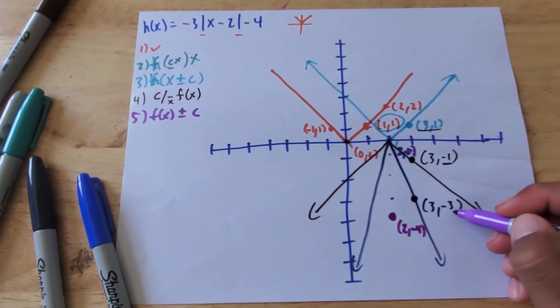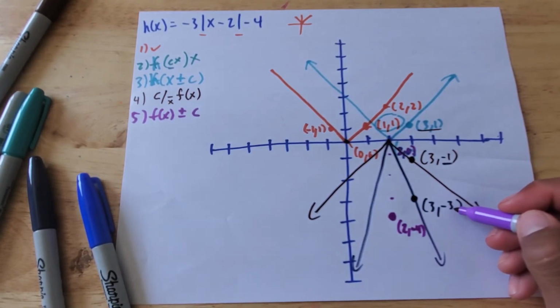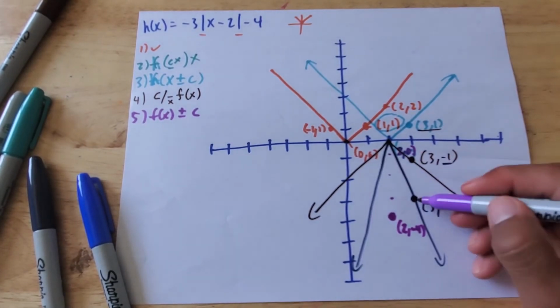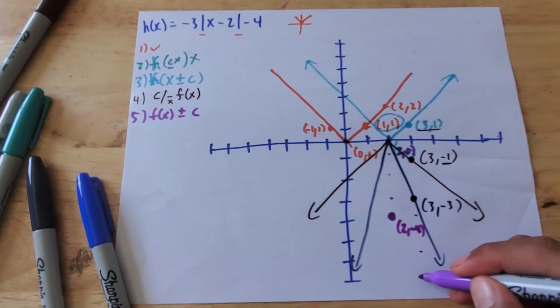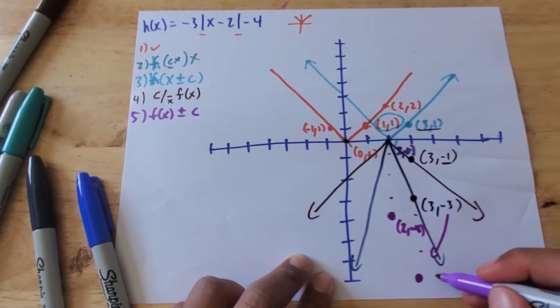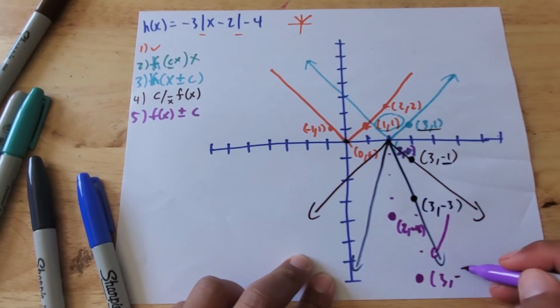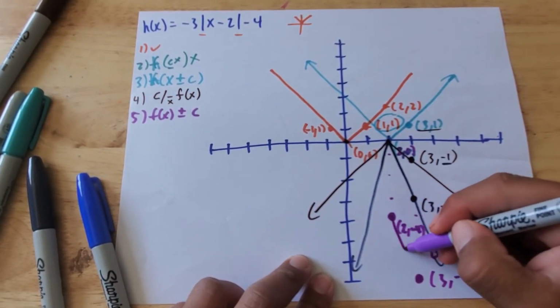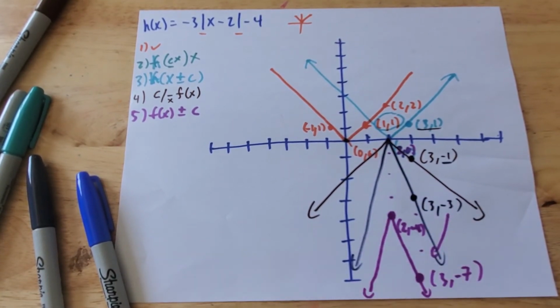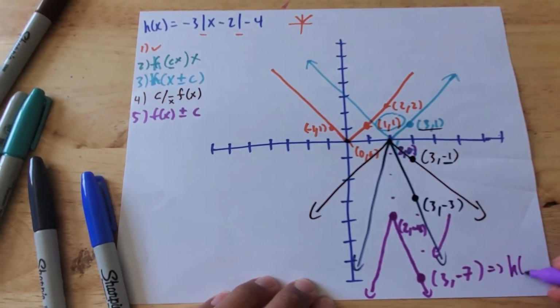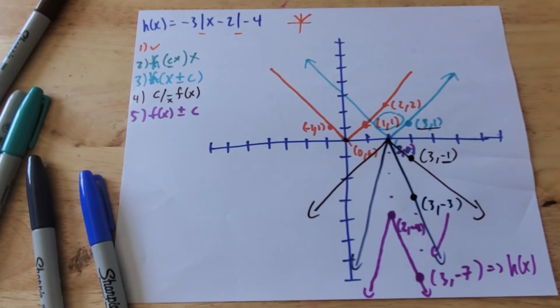This point ends up being 3 comma negative 7, because if I subtract 4 from negative 3, I get negative 7. So you're going to see that it's at 3, 4, 5, 6, 7. So that point, this one right here, shifted to 3 comma negative 7. And you can see how the shape is still the same. All it did was get shifted downward. And this is the final product. That would be your h of x while you're sketching this graph.